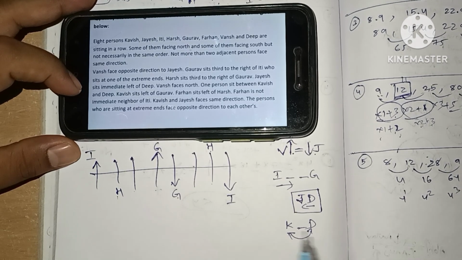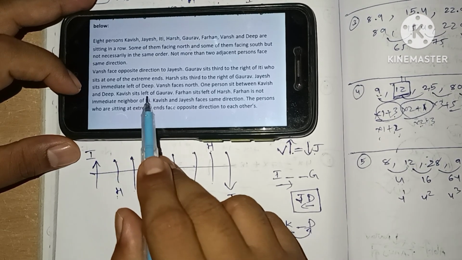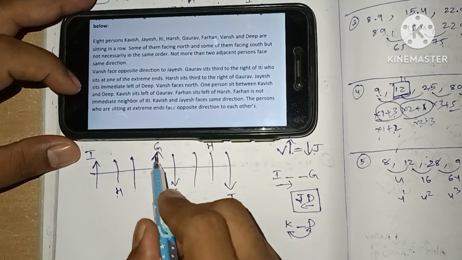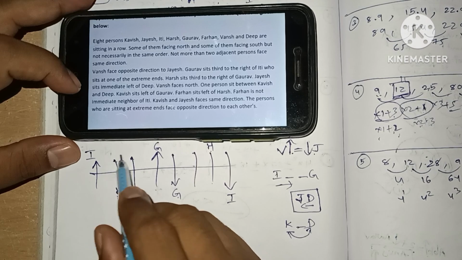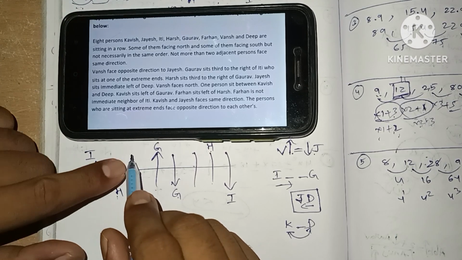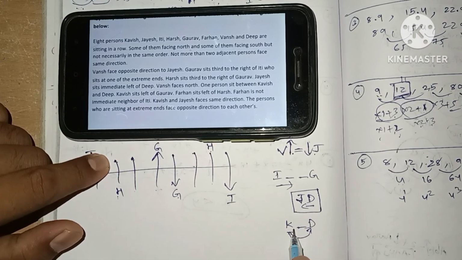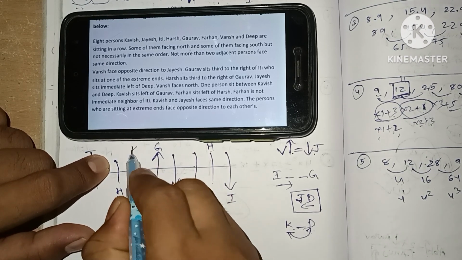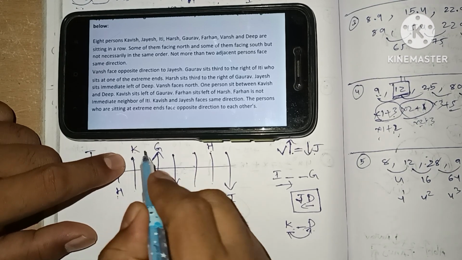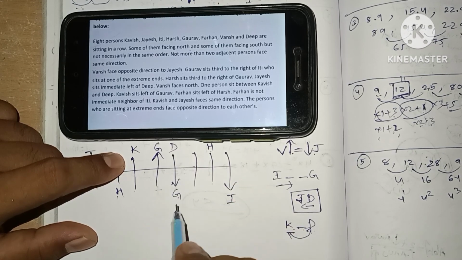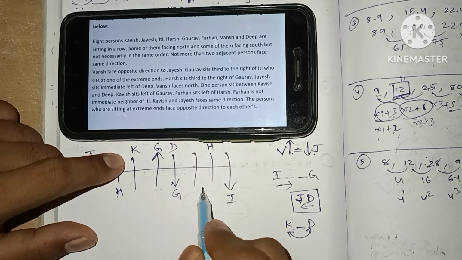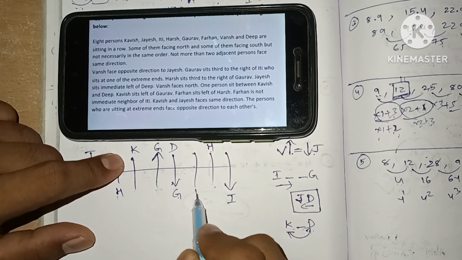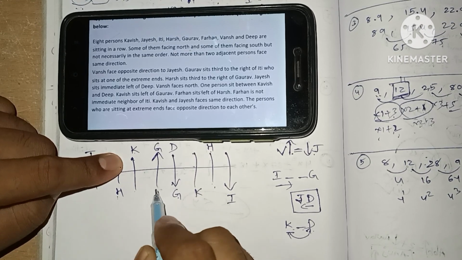Okay. Next. Kavish sits left of Gaurav. Kavish sits left of Gaurav means we have two places here. If we place Kavish here, between Kavish and D there is only one person, so we cannot place D. So this is the only place for Kavish. Kavish's place is here means this is the place for D. Let's see in this case, left of G only. So we cannot place K here. This is the place for K. So this is the place for D.